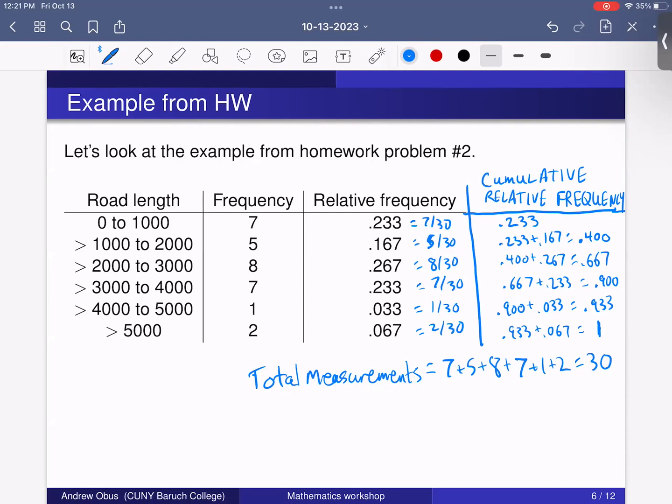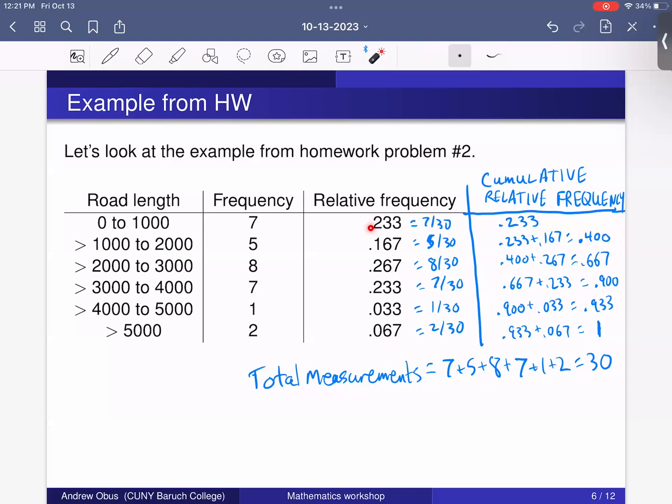Okay, so at every stage, our cumulative relative frequency should go up, because for each class, the cumulative relative frequency includes all the lower classes. So every time you go up by one class, your frequency gets higher. And in the end, the cumulative relative frequency has to be 1 because it includes all of the classes, right? You're adding up all of the classes up to the end.